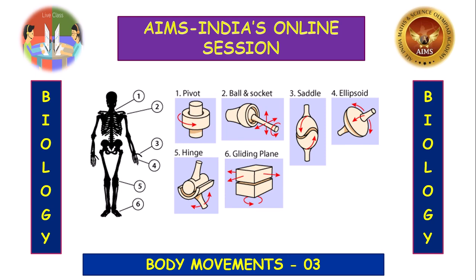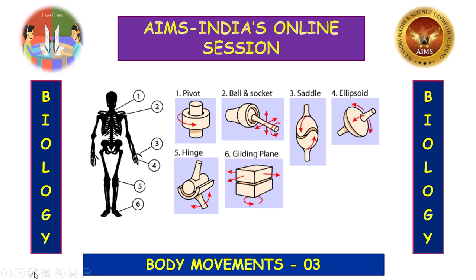So far we have completed some of the important joints like ball and socket joint, pivot joint, hinge joint. A joint is a place where two bones attach together. The movement of body parts is possible only when there is a joint. That's why they are called movable joints.